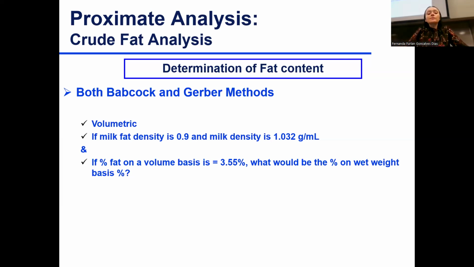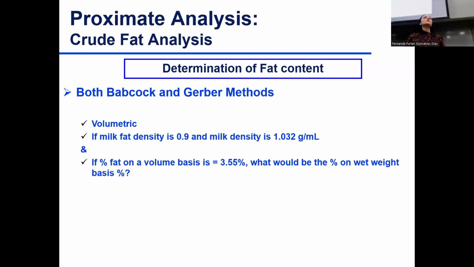But both Babcock and Gerber methods, as I mentioned, are volumetric methods. If milk fat density is 0.9 and milk density is 1.032, so again, lipids are less dense than the milk. If the percent of fat on a volume basis is 3.55, what would be the percent on a wet weight basis?